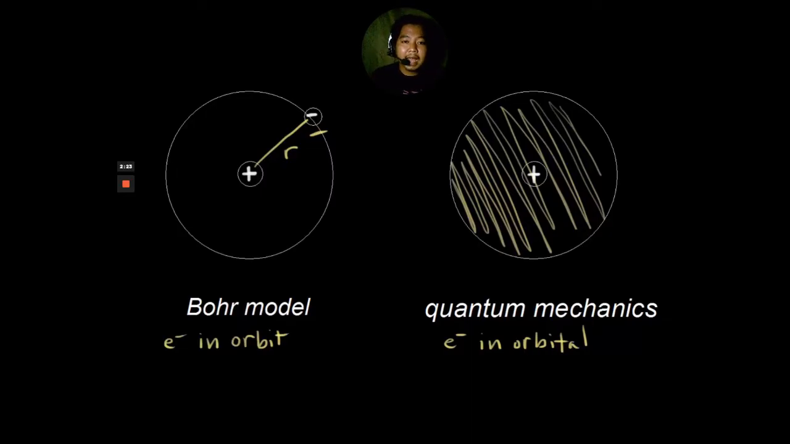So, the quantum mechanics model says that the electron cannot be found at a specific location. It can be at 2 places at the same time. Or, in short, we cannot pinpoint the exact location of an electron. The Heisenberg uncertainty principle and the Schrödinger's wave function will further explain the reason behind that.